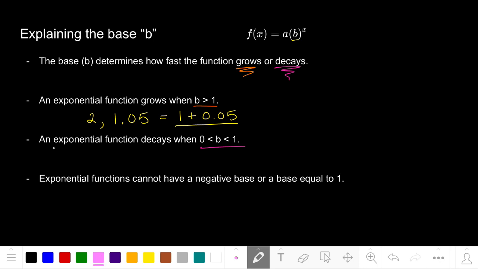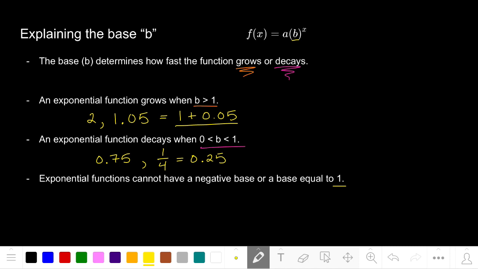An exponential function decays when b is between 0 and 1. This is when we have fractions that are less than 1, and decimals that are, of course, between 0 and 1. So we can have things like 0.75 or 1/4. Of course, 1/4 is the same thing as 0.25. Again, if they are mathematically equivalent, feel free to substitute whichever form you like. It's important to note that exponential functions cannot have a negative base or a base equal to 1. And I'll show you why it cannot be equal to 1 in just a second.